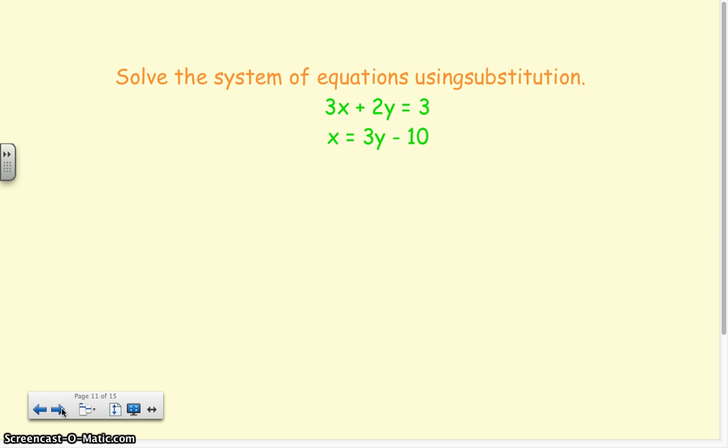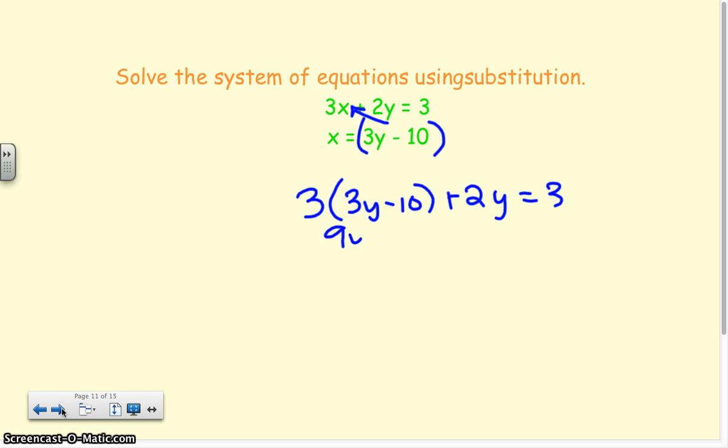Alright, this is going to be the last one that I do, and then you need to independently be practicing this on a worksheet. So 3x plus 2y is 3, and x is equal to 3y minus 10. Where am I going to substitute that x? Or what am I going to put parentheses around is what I meant. I'm putting it around the x because that's what's by itself. That is going to go where the other x is. And I get 3 times x, but x is all that, plus 2y is 3.